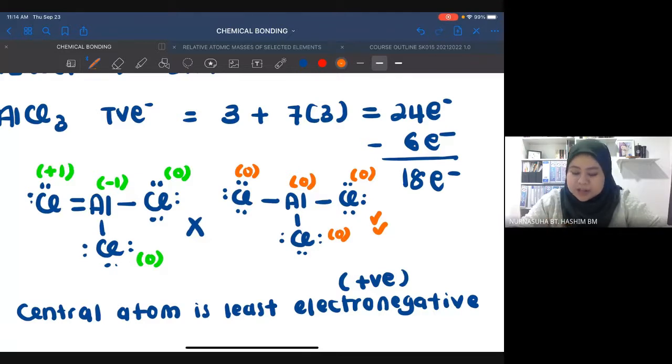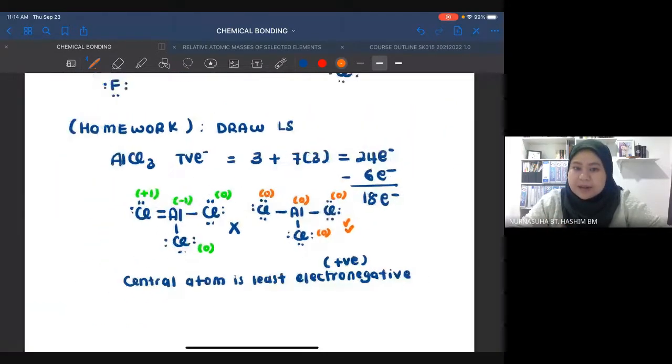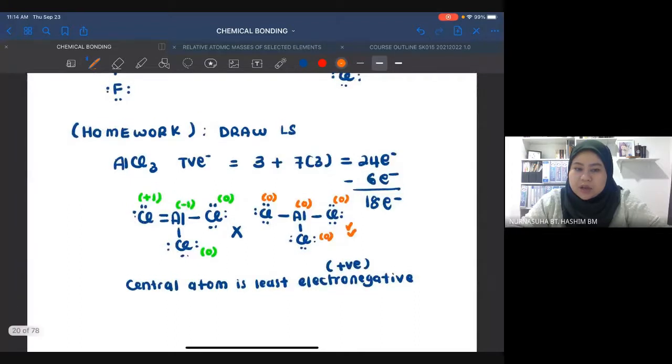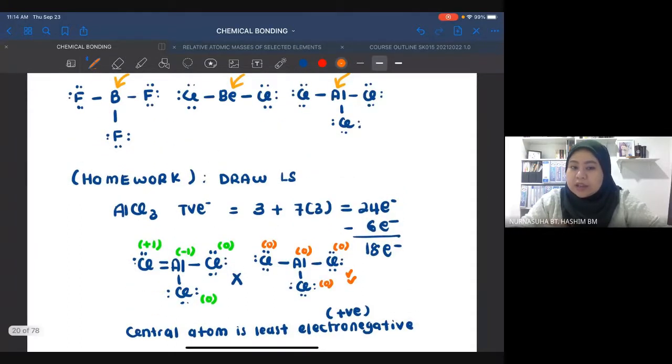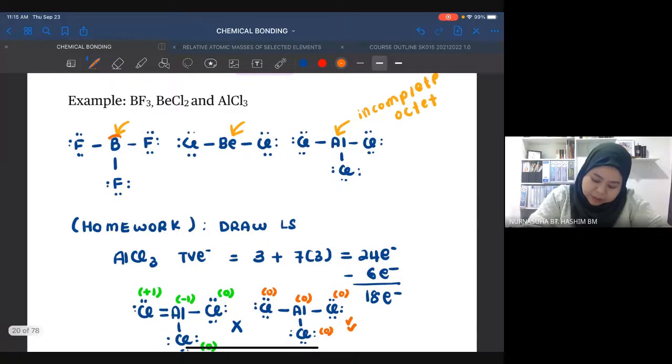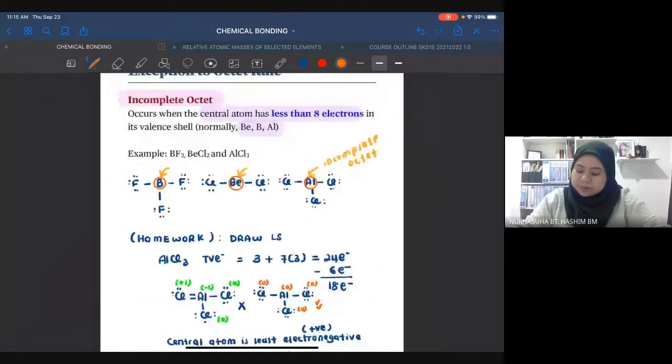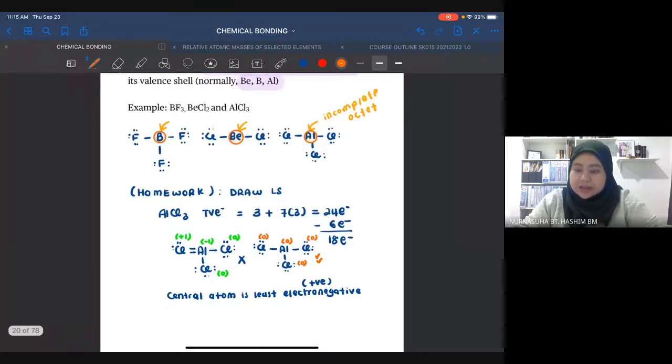So that's why ada exception case untuk 3 atom ni. Okay, so that's why tak semua atom kita boleh octetkan. Okay, so ada 3 pengecualian kepada 3 atom inilah. Atom boron, beryllium, and aluminium. Sebab kalau awak octetkan, dia jadi tak stable. Okay, so boleh Balkis? Boleh. So itu je lah.